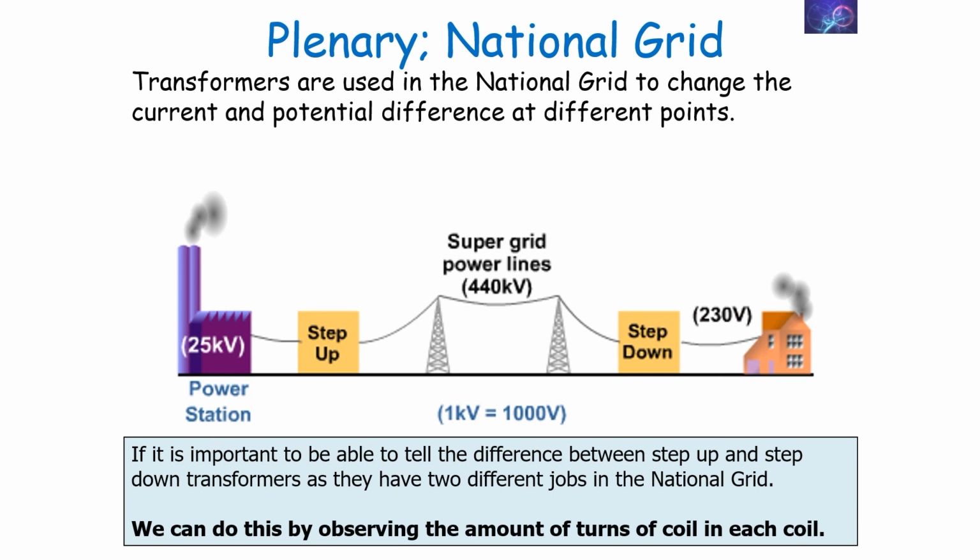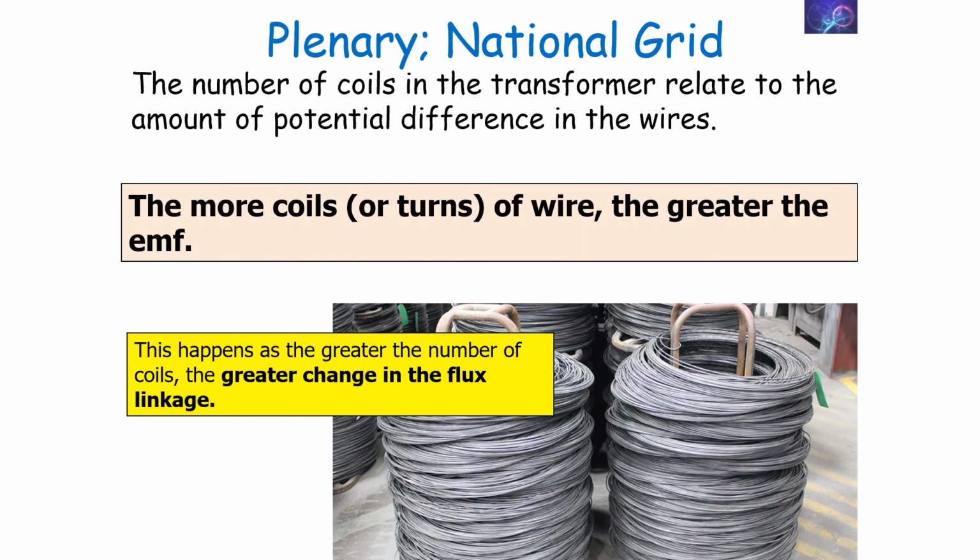Now, transformers are used in the national grid to change the current and potential difference at different points. Now, we can observe which is the step up transformer and which is the step down transformer by looking at the amount of turns of coil in each particular arm. So the number of coils in the transformer relates to the amount of potential difference induced in the wires, because the more turns or coils of wire, the greater the induced EMF.